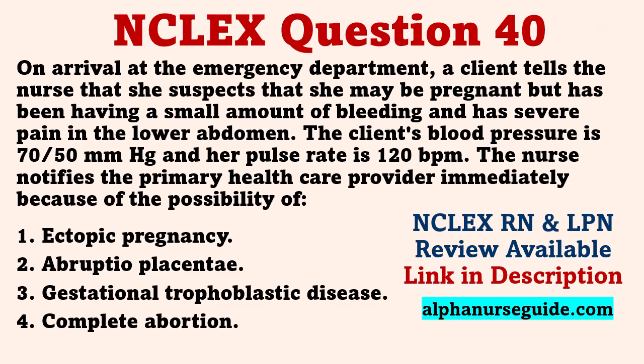Abruptio placentae would be manifested by a board-like uterus in the third trimester. Gestational trophoblastic disease would be suspected if the client exhibited no fetal heart rate and symptoms of pregnancy-induced hypertension before 20 weeks gestation. A client with complete abortion would exhibit a normal pulse and blood pressure with scant vaginal bleeding.